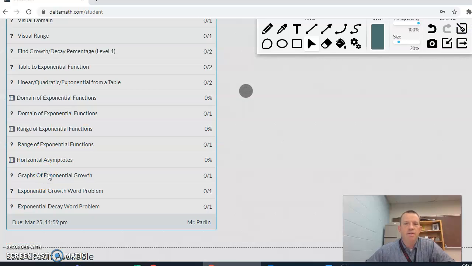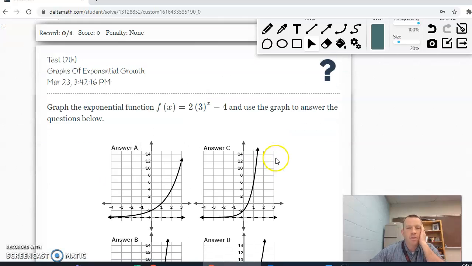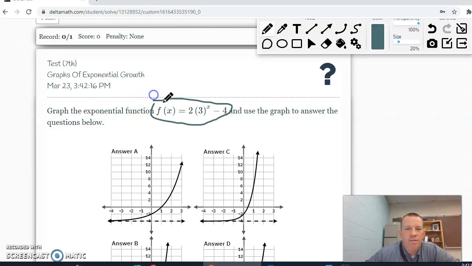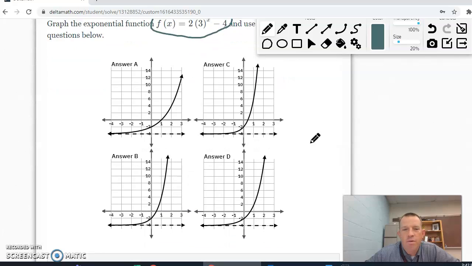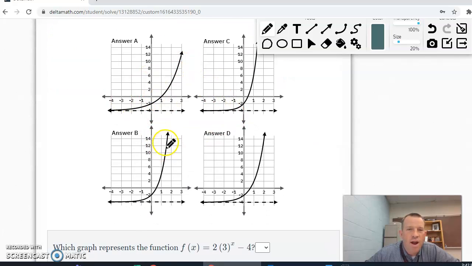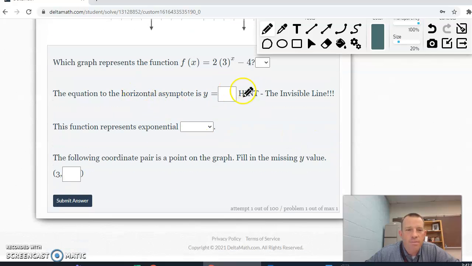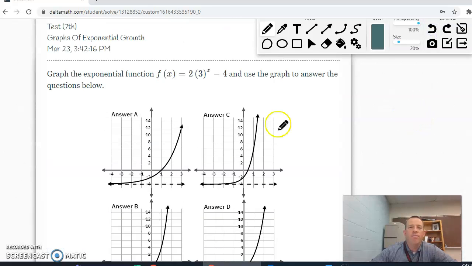Now let's just look at some, these last three questions are very similar. It gives you a function that you can go in and graph in Desmos. And if you graph it in Desmos, you can look at your graph, you can look at the table, and you can identify which one of these graphs represents this function. And then you can answer the question, what is the horizontal asymptote? And you can find whether the function is growth or decay, and then if you know an x value, you should be able to determine a y value, okay? That's what this assignment, these last few questions are about, okay?